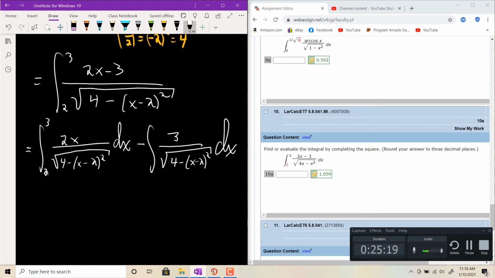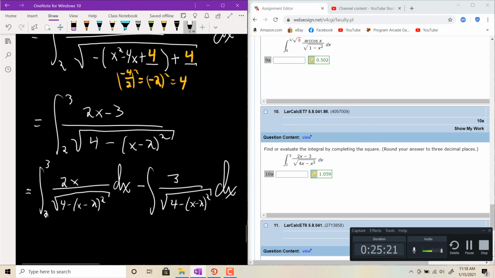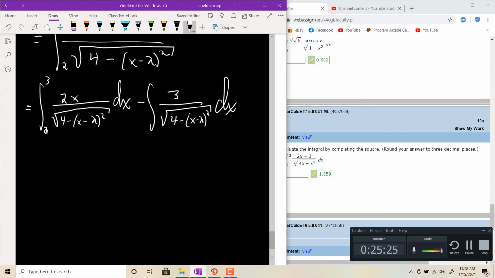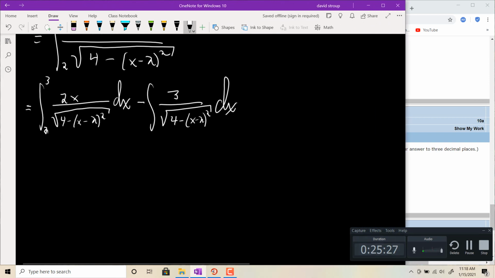Okay, the first one I'm going to have a lot more work. I'm going to have to probably scooch over here. It's snowballing, and see what happens.